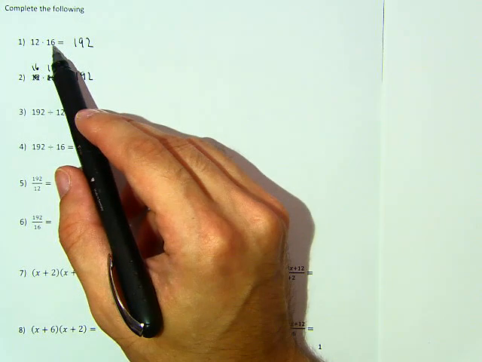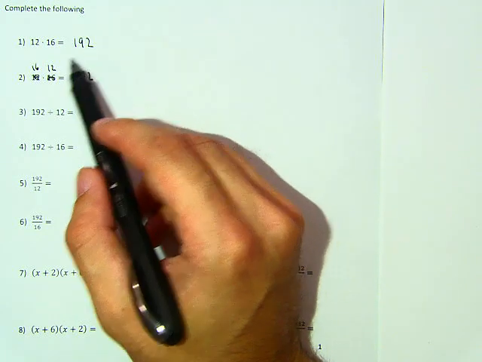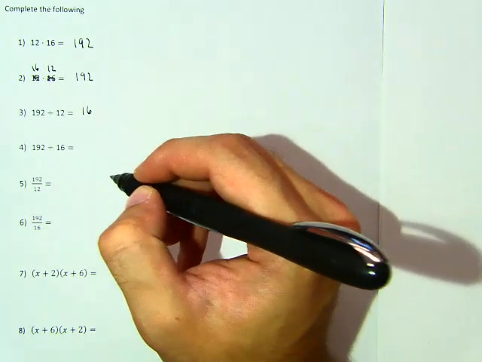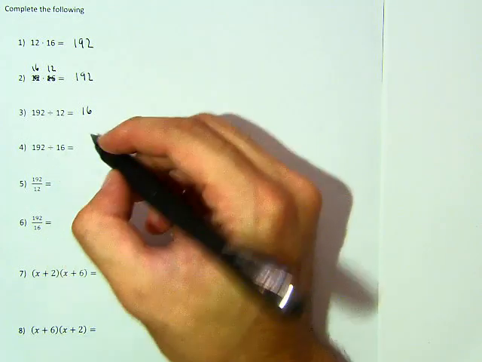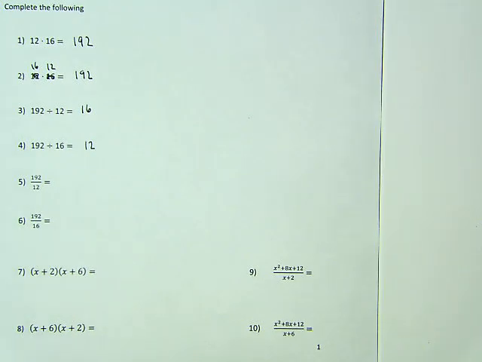What about the next one? 192 divided by 12. Well, we already know 12 times 16 is 192. So if I do 192 divided by that 12, it has to be this 16. And the same idea over here. What's 192 divided by 16? That has to be 12. Just something for us to look at.